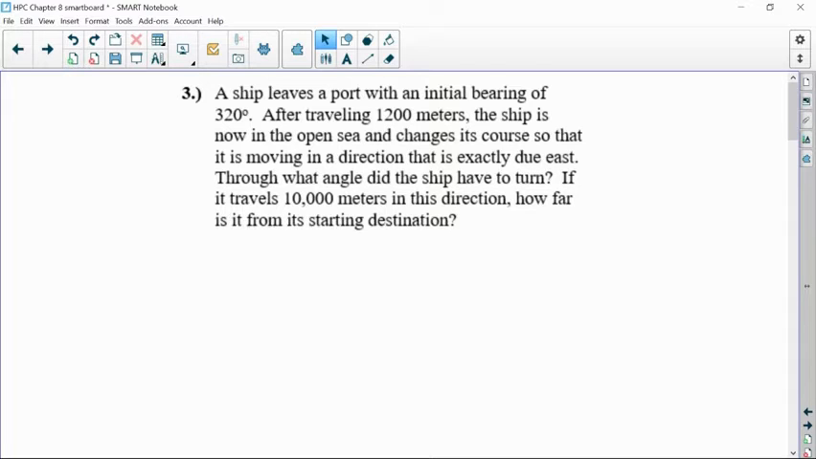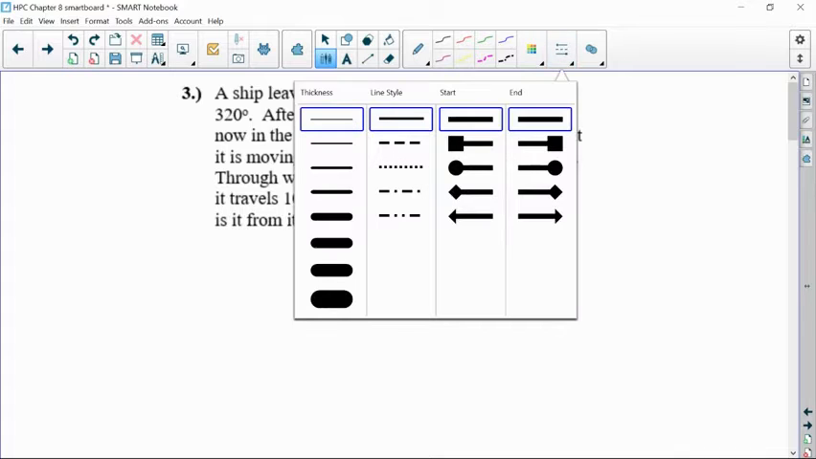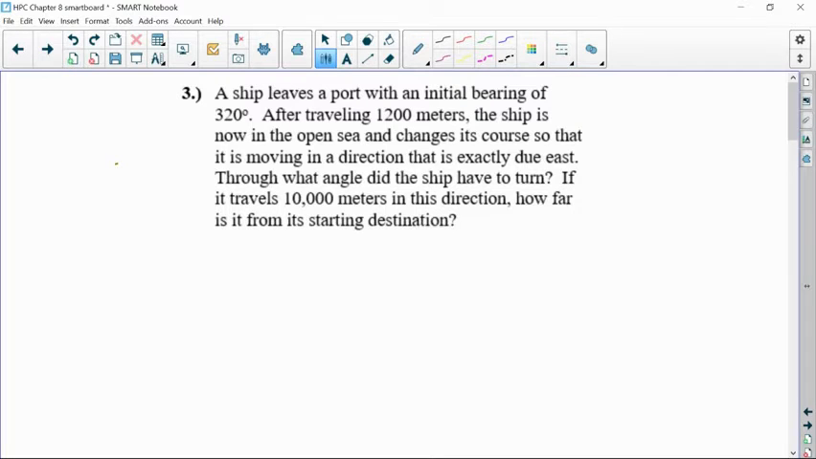Okay, so this problem, example 3 from the notes, says a ship leaves a port with an initial bearing of 320 degrees. Now, in the whole idea of bearing, there's two ways to express bearing, and you saw that hopefully in that video. But if it just says a bearing of 320 degrees, remember that's from due north.